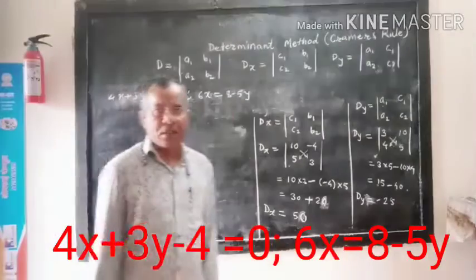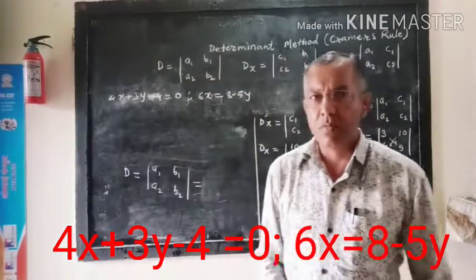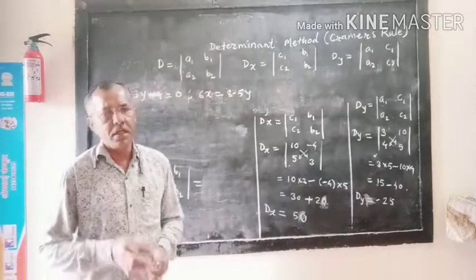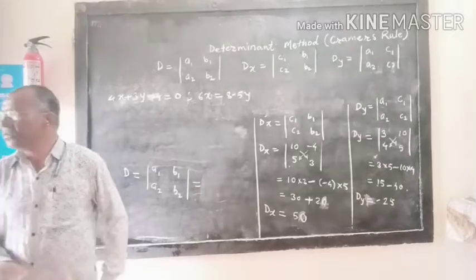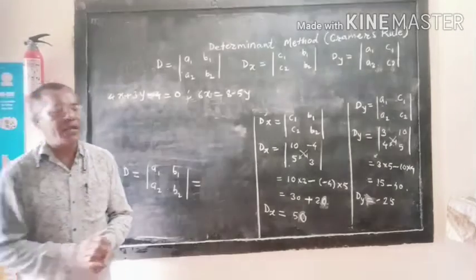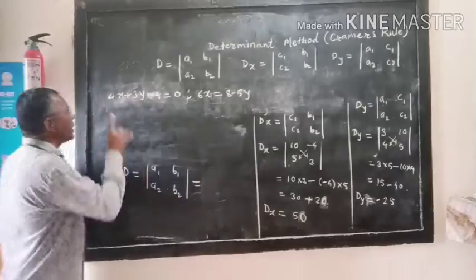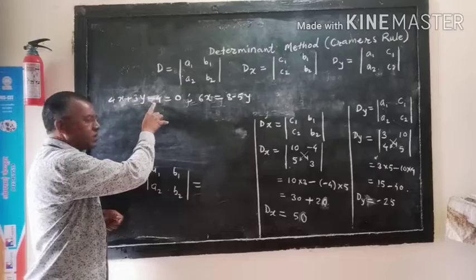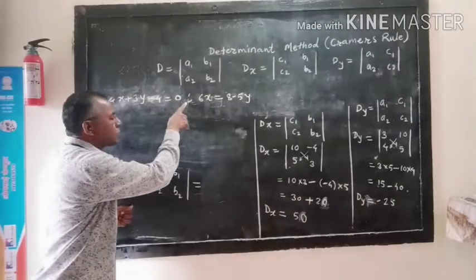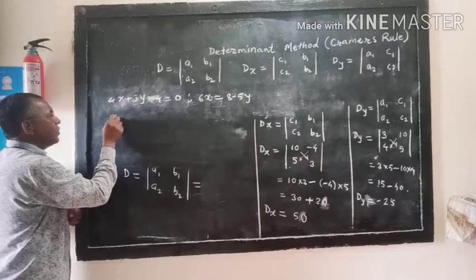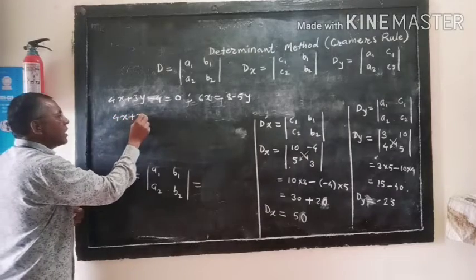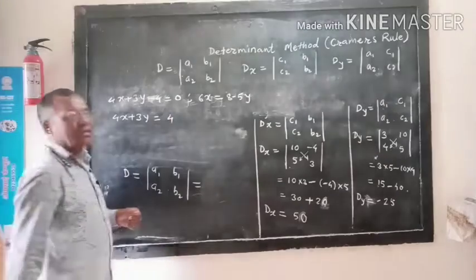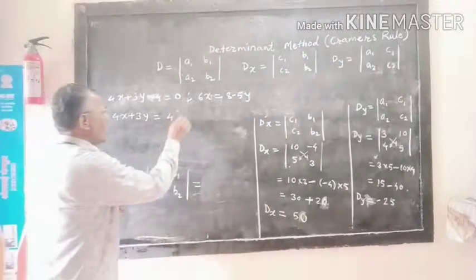Boys and girls, it is not in the general form, and the general form of the linear equation is ax plus by is equal to c. You have to write here the general form ax plus by is equal to c. C is a constant number, therefore it goes to the RHS. Then 4x plus 3y is equal to minus 4 becomes here plus 4. It is equation first.